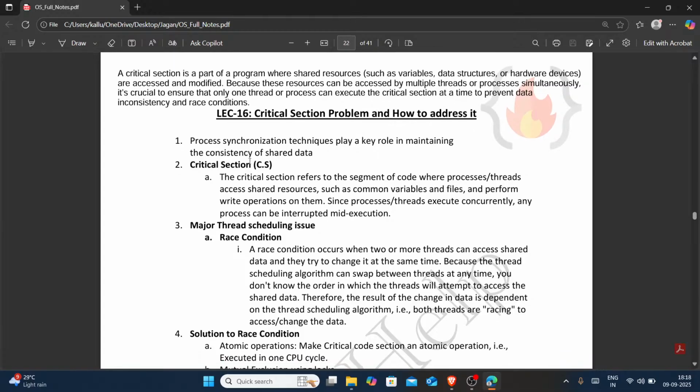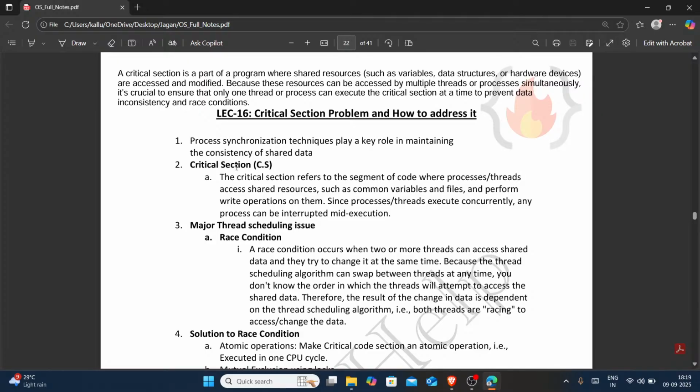Now let's read this. Process synchronization techniques play a key role in maintaining the consistency of shared data. Process synchronization means managing threads in such a way that they can access shared resources in a specified order, in order to maintain consistency across the shared resources.